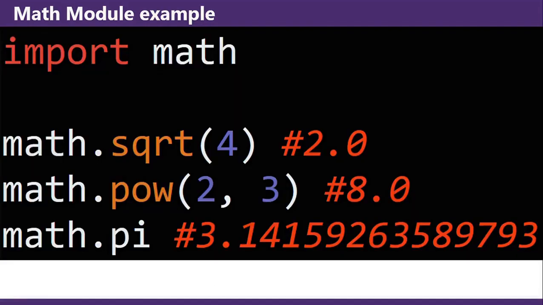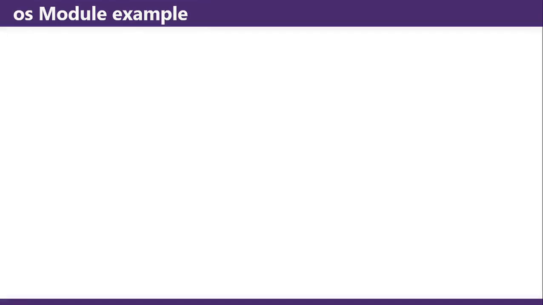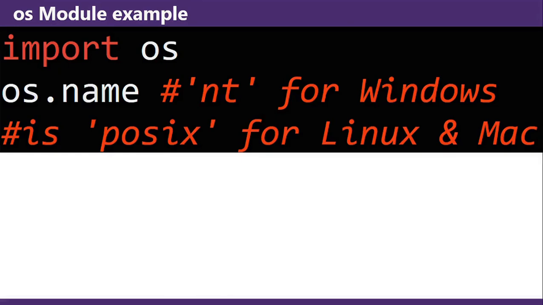Math module example, import math. math.sqrt of 4 returns 2.0. math.pow of 2, 3, that's 2 to the third power, so that's 8.0. And math.pi is 3.141592635897993, and so on and so forth. os module example, import os. os.name is nt for Windows, and it's posix for Linux and Mac.